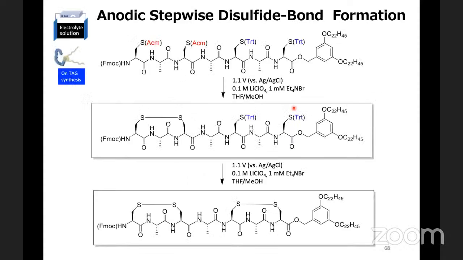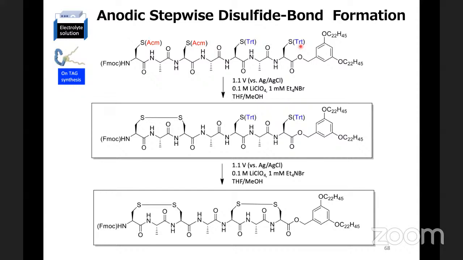An example of intramolecular disulfide bond formation by a model peptide with 4 cysteine residues and a hydrophobic tag attached to the C-terminus. The 2 thiol groups on the N-terminus side are each protected by an ACM, acetamidomethyl, group, and the 2 thiol groups on the C-terminus side are protected by a trityl group, this TRT group.